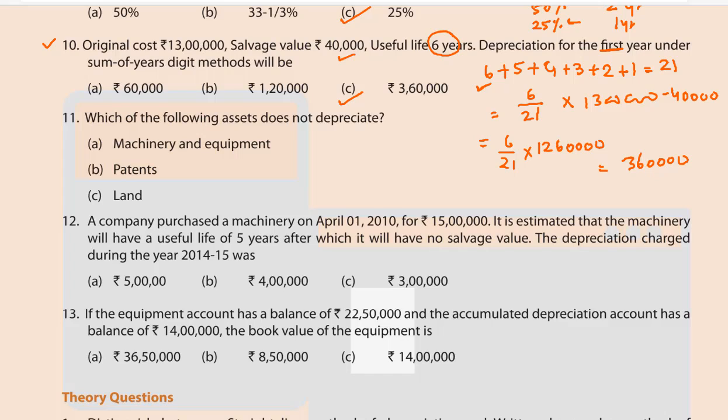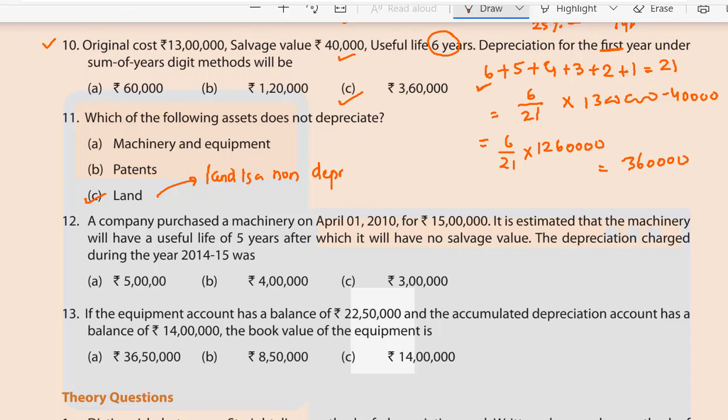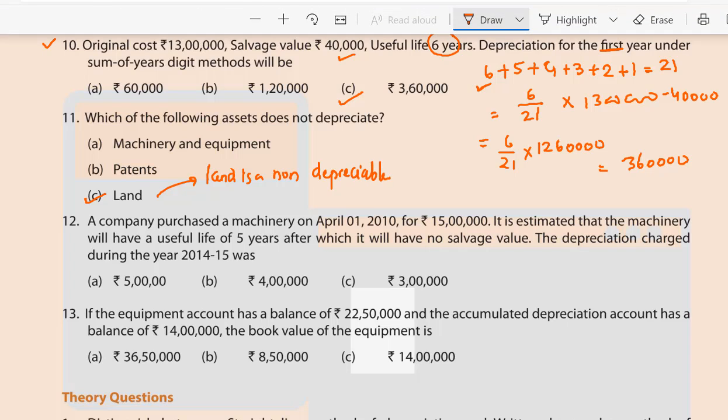Question 11. Which of the following assets does not depreciate? A. Machinery and equipment. B. Patents. C. Land. It's obviously land. Land is a non-depreciable asset.